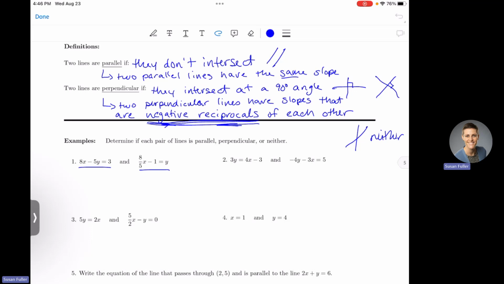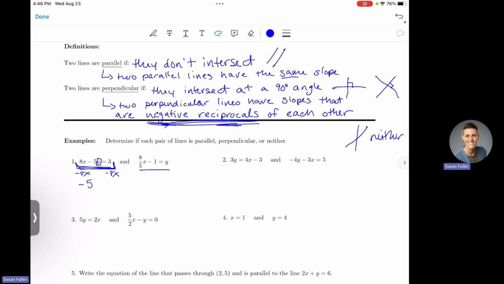Okay, so if I wanted the slope of this line, 8x minus 5y equals 3, well, to find the slope of that line, I'm going to need to put it into y equals mx plus b format so that I can look at it and figure out what the slope is. So I need to solve for y. We know how to do this. Anything with a y on one side, anything with an x on the other side. So I'm going to move that 8x to the other side.